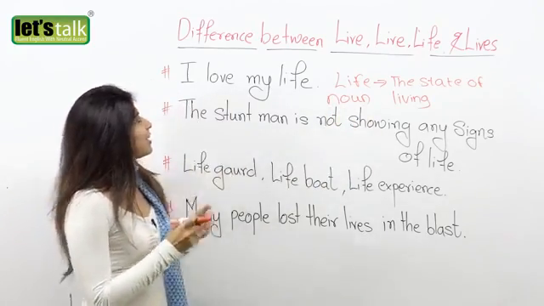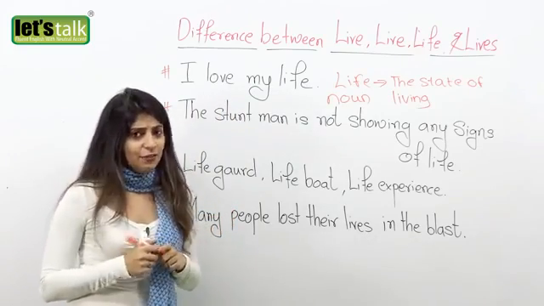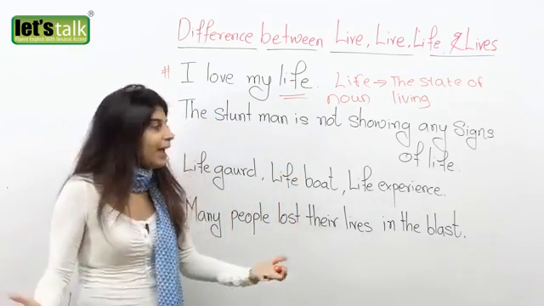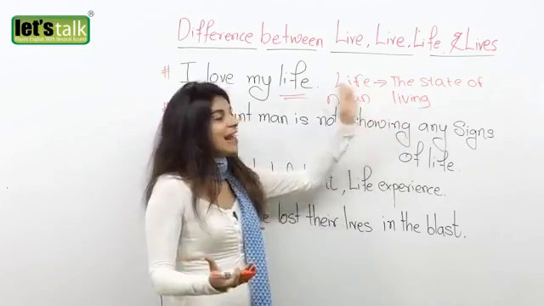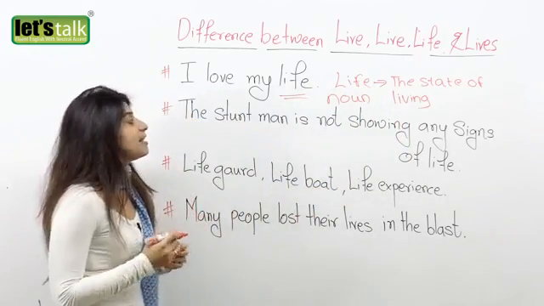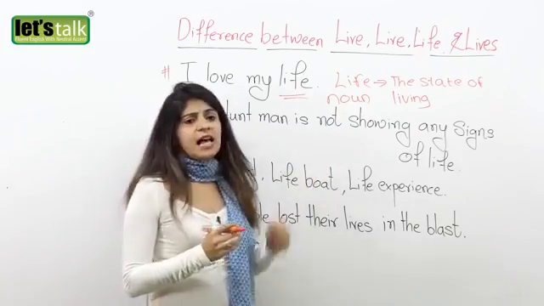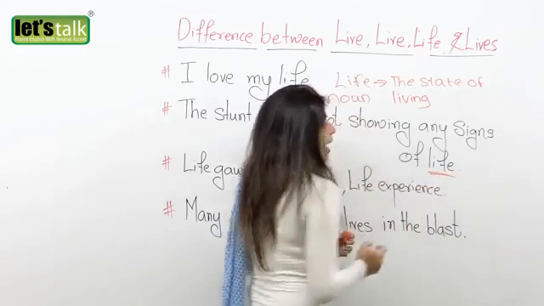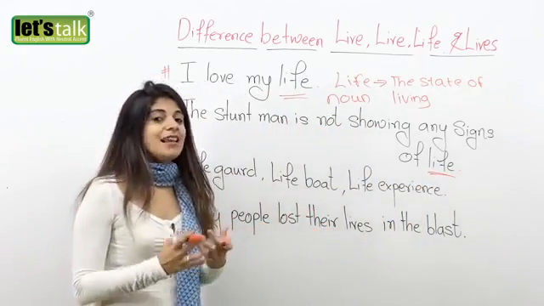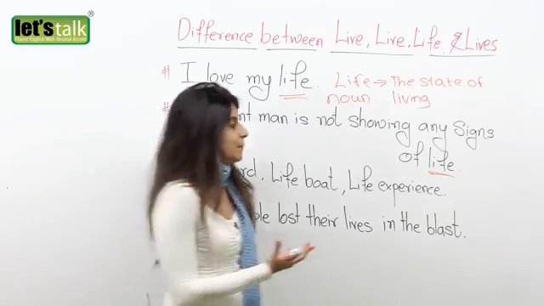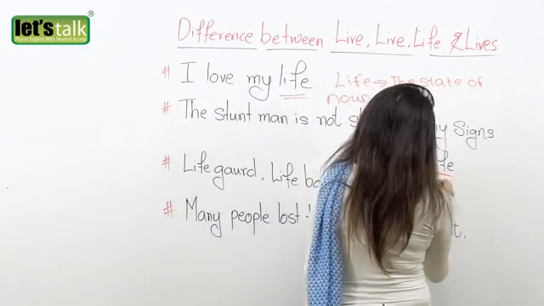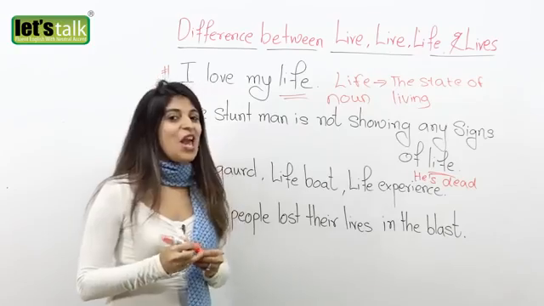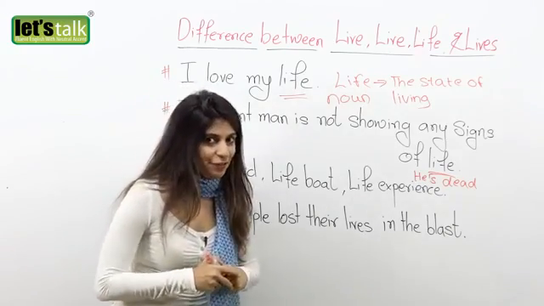So if you look at the example here, I love my life. So the word life means that I really love living, okay? So the state of living means life. Another one is: the stuntman is not showing any signs of life. So here we have used the word life, and what exactly it means is that he is not alive, he's dead. Okay, so this is the way you would use the word life.